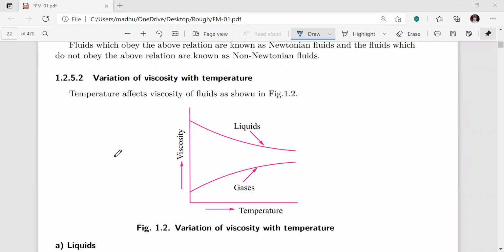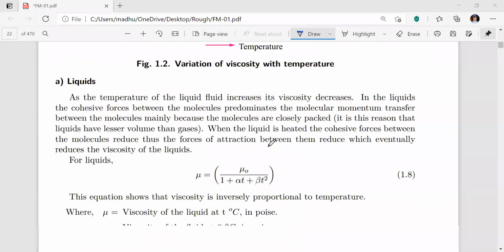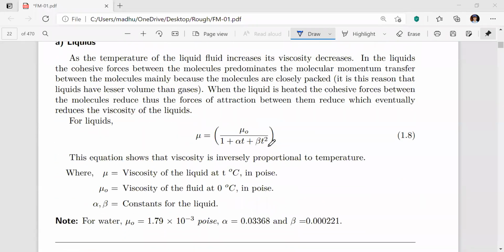Okay, now the same thing for liquids. Why in liquids, as temperature increases, does the dynamic viscosity decrease? That explanation is given here.